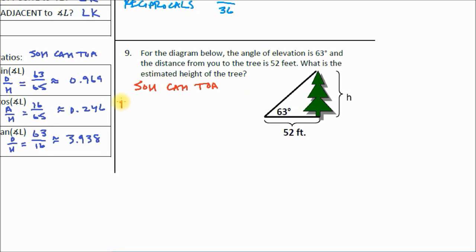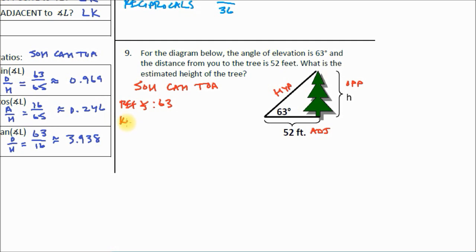Our reference angle, we don't have a letter for it, and that's okay. I'll just put our reference angle as 63. This is the hypotenuse. That makes the height of the tree the opposite side, and the distance from me to the tree the adjacent side.